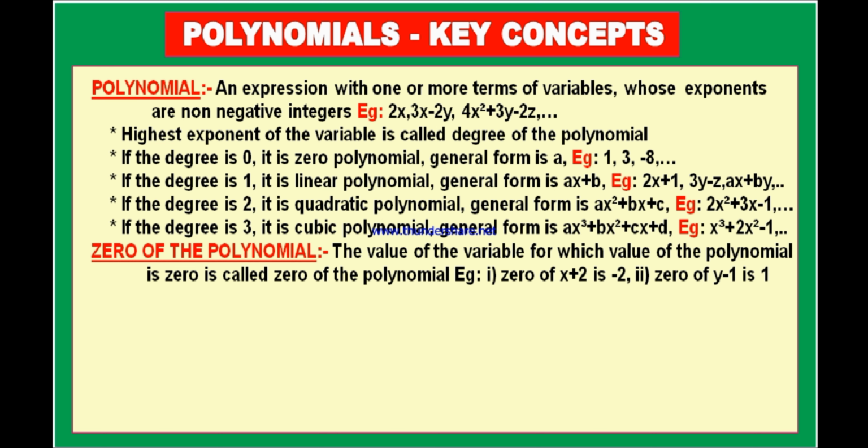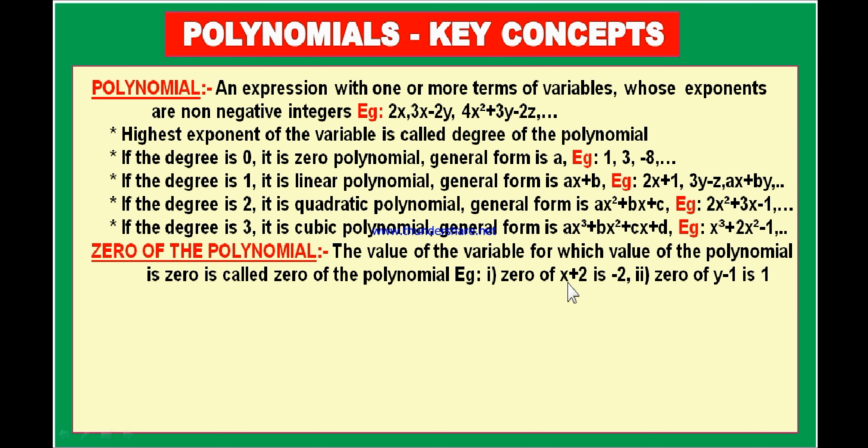0 polynomial means a polynomial with degree 0 is called 0 polynomial. In this case, if the degree is 0, it is called a 0 polynomial. Example, any constant number is a 0 polynomial. In this other case, it is the 0 of the polynomial. 0 of the polynomial is nothing but the value of the variable for which the total polynomial becomes 0. This is 0 of the polynomial.